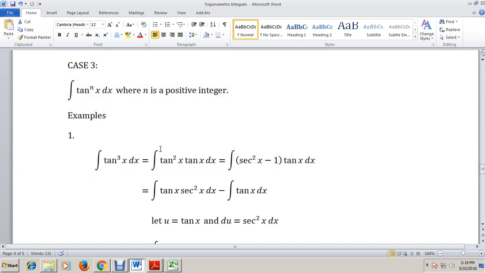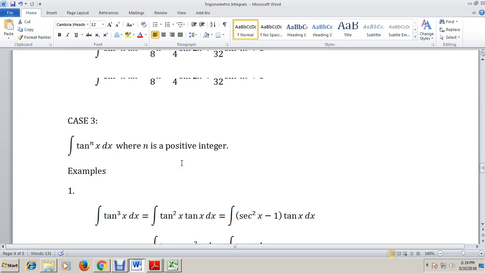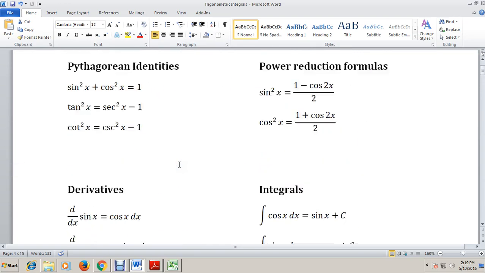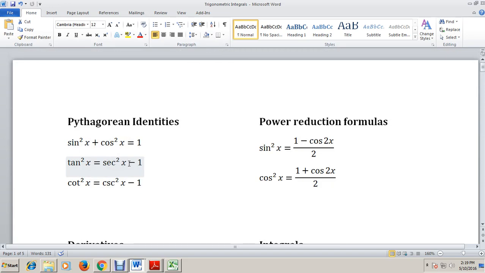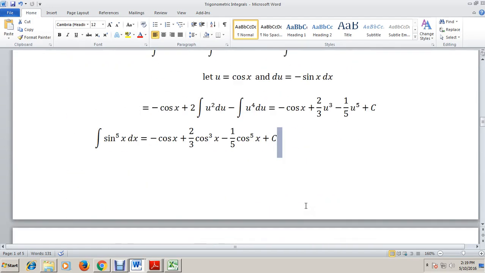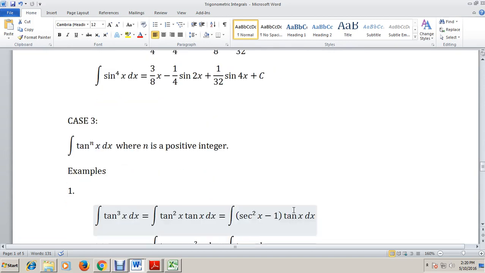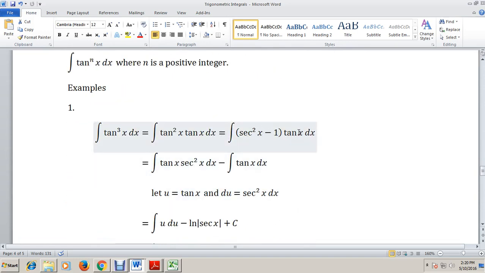Okay, so from this step, just like what is presented in case number 1, the form of tangent square can be replaced using the Pythagorean identity. Of course, in our Pythagorean identity, tangent square is replaced by secant square x minus 1. So replacing tangent square with secant square minus 1, this becomes secant square x minus 1 times tangent x dx. Okay, so next step is to distribute. So we have now the integral of tangent x secant square x dx minus the integral of tangent x dx.